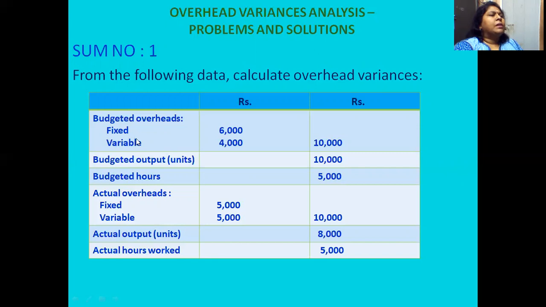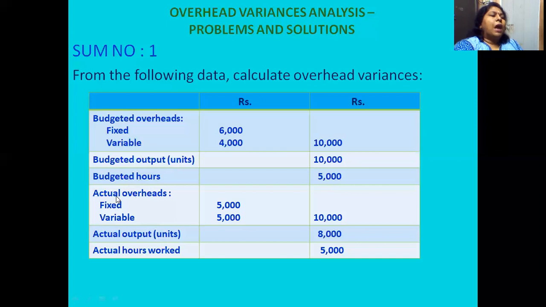What are the information given? We have three columns. One is particulars and the last two columns are the respective amounts and hours. Budgeted overheads. Here it represents budgeted means standard. What is the standard overheads? The standard overheads given in the form of fixed as well as variable. So fixed is 6,000, variable is 4,000. The summation of this standard overheads is given as 10,000. Budgeted output, I mean the standard output was given 10,000 units. Budgeted hours, the standard hours are 5,000 hours.